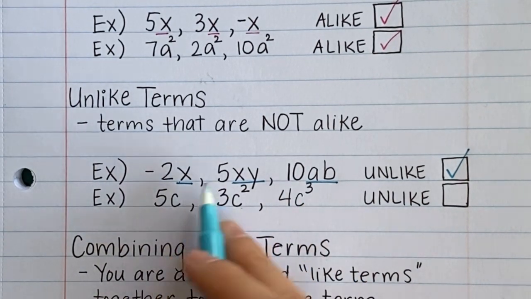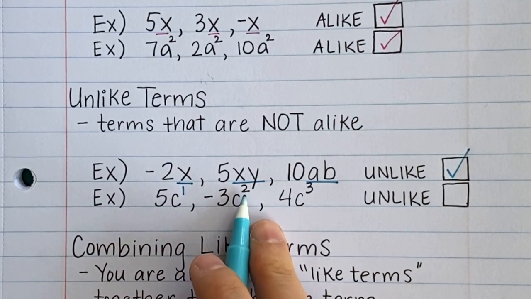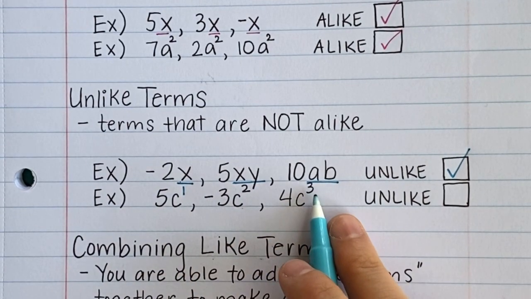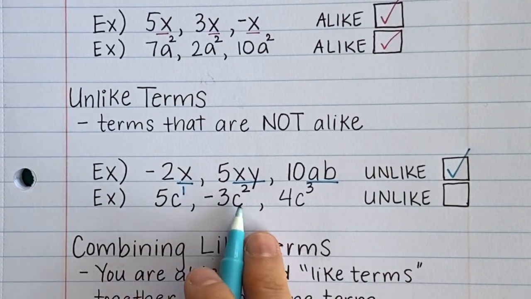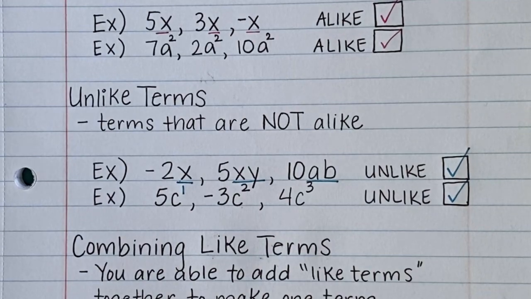This exponent has a power of 1, it's just invisible, we don't really write it. This one has an exponent of 2, and this one has an exponent of 3. So again, although their variables are the same, their exponents are not, and so these three terms are unlike.